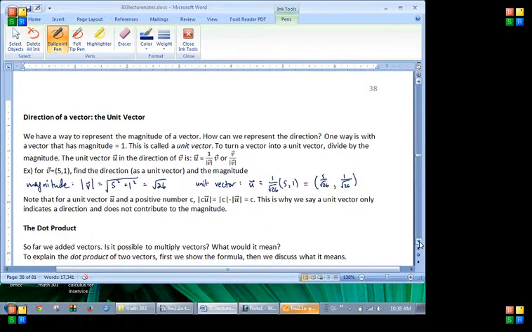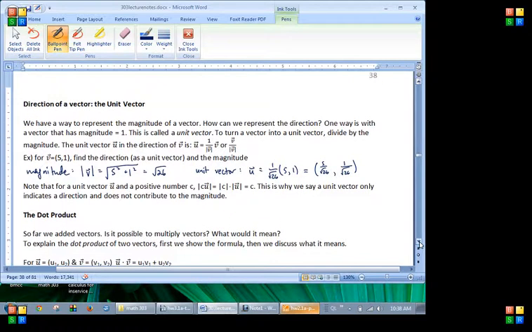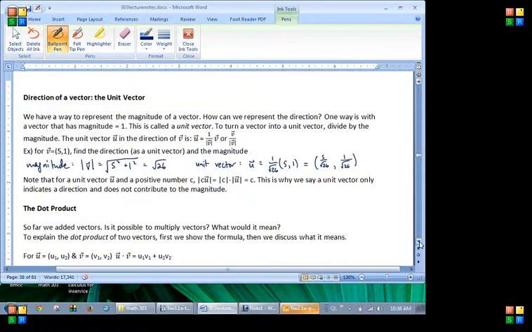So it's going to be called the dot product. And first we'll look at the formula, and then we'll look at what it means. So here we go. For some vectors u and v, u dot v equals that. You multiply the first components together, you multiply the second components together, and then you add them.